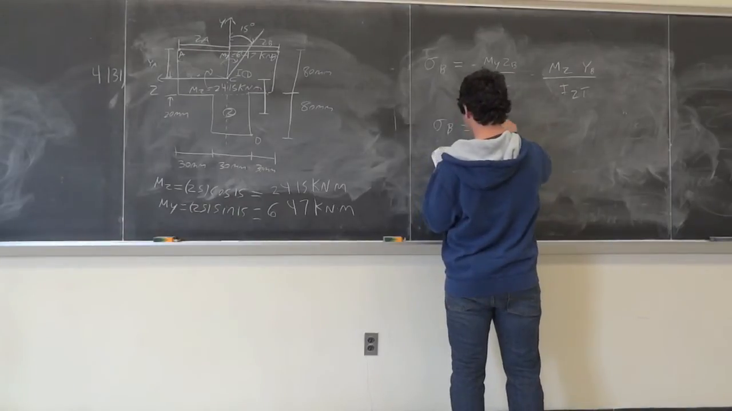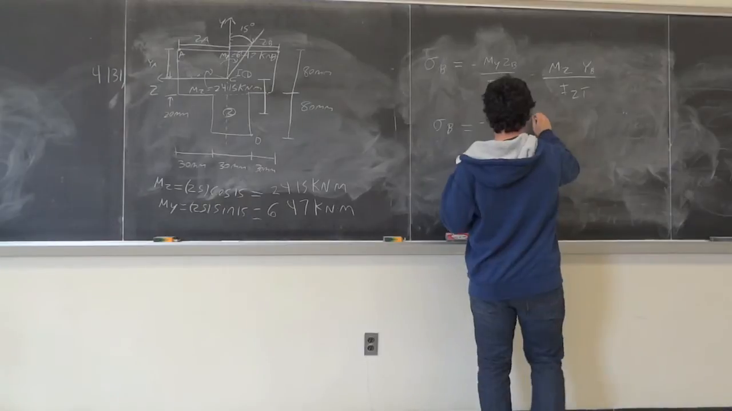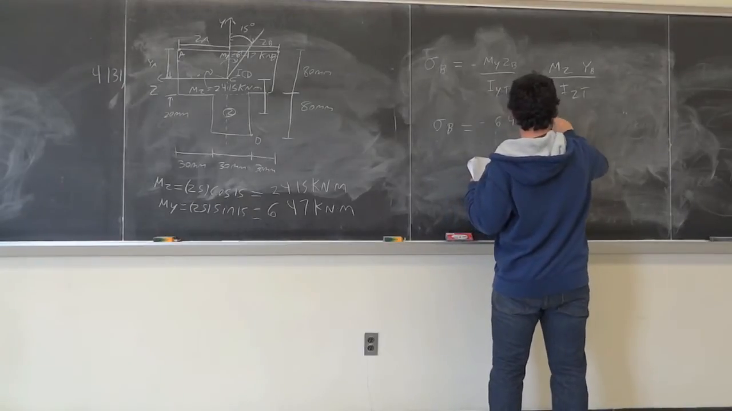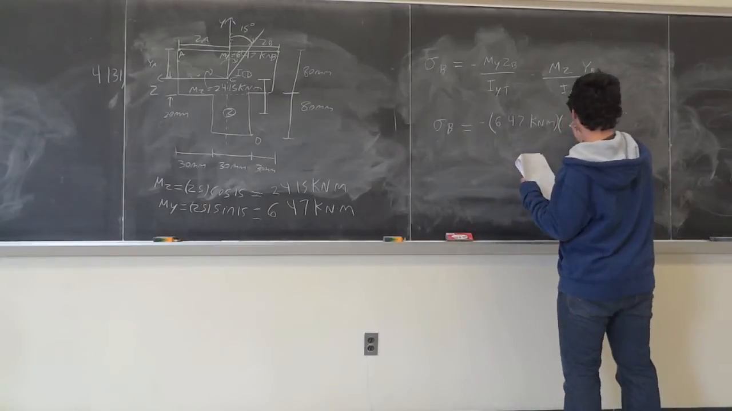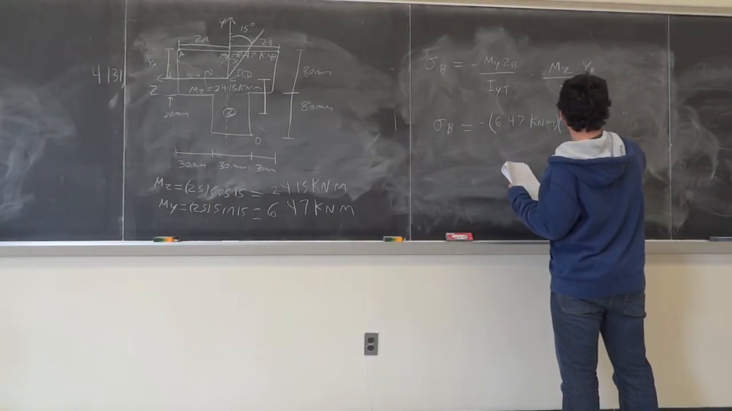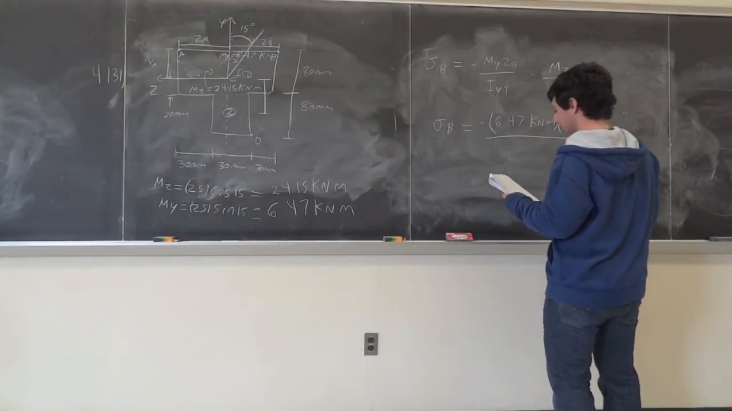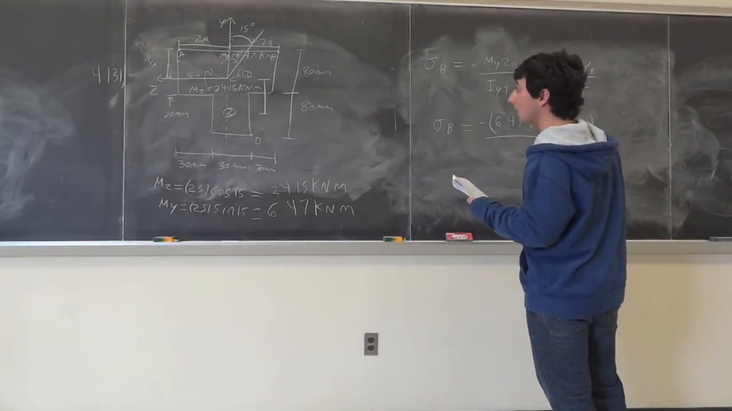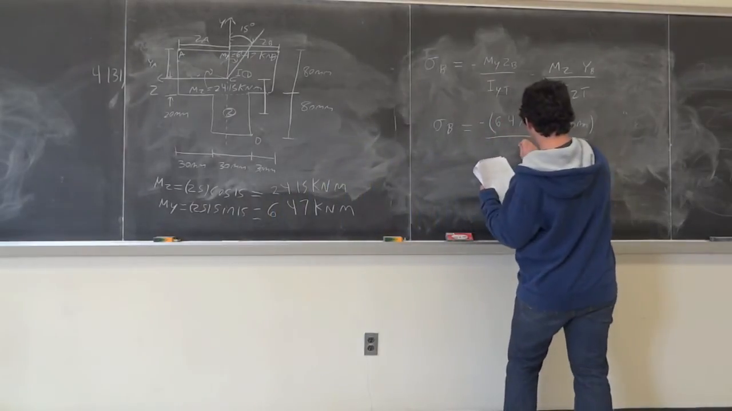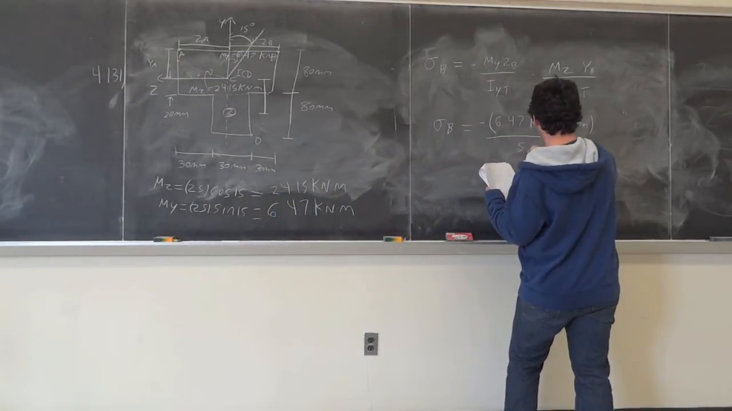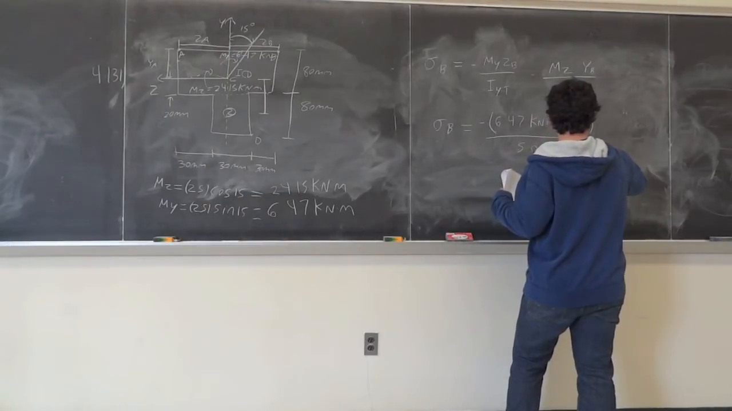Okay, so it's minus 6.47 kilonewton times a meter multiplied by the distance z, which is 45 millimeters, all over 5.04 times 10 to the 6 millimeters to the 4th.